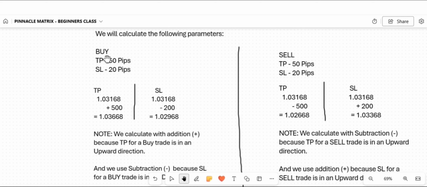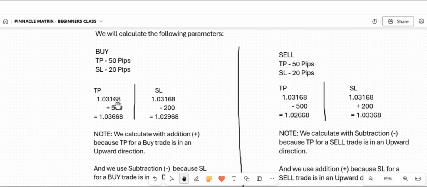Also remember that for a buy trade, when we want to take profit, we are taking profit at the upside, because when we buy, we are only expecting the market to go up before we can make profit on that trade. So the trade has to go up for us to take profit. The trade has to come down for us to take a loss. So for the upside, remember we are using the addition sign, just like I have just done.